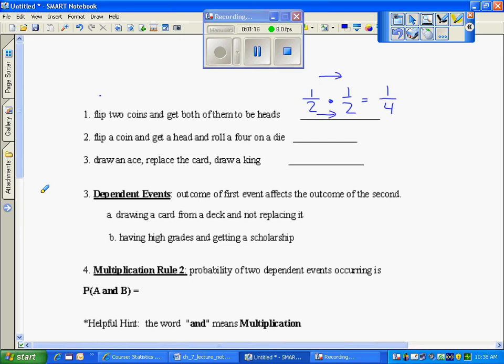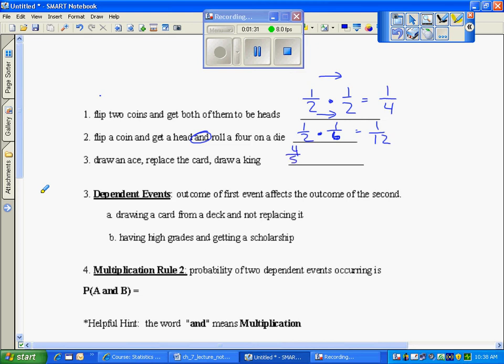Flip a coin and get a head. Probability is 1/2. And I need to roll this die and get a 4. There is only one 4 on a single die. Multiply: 1/12. Draw an ace.